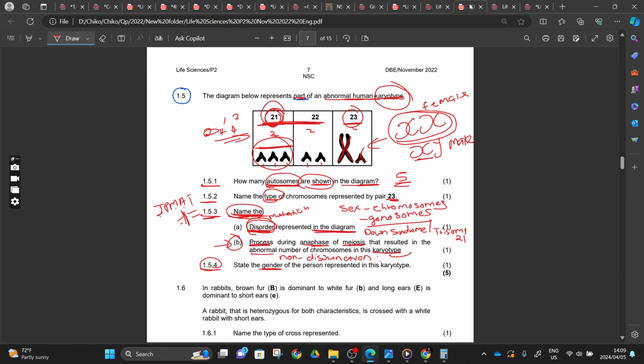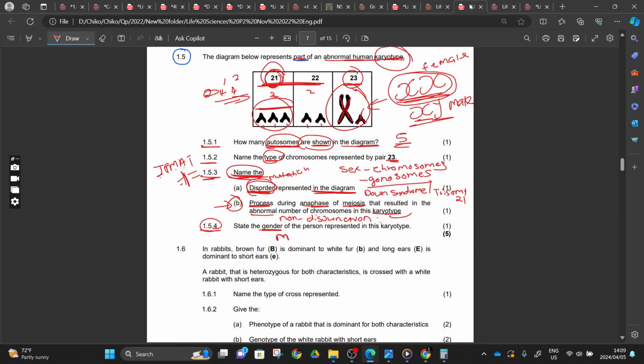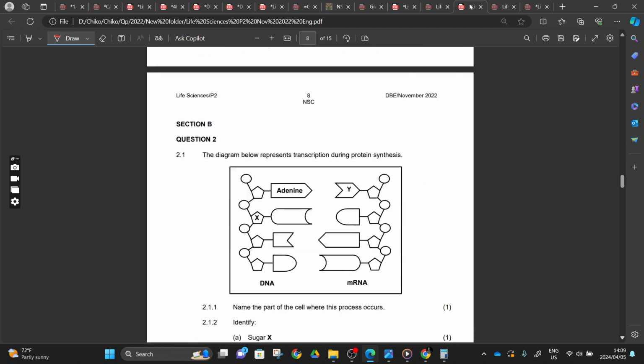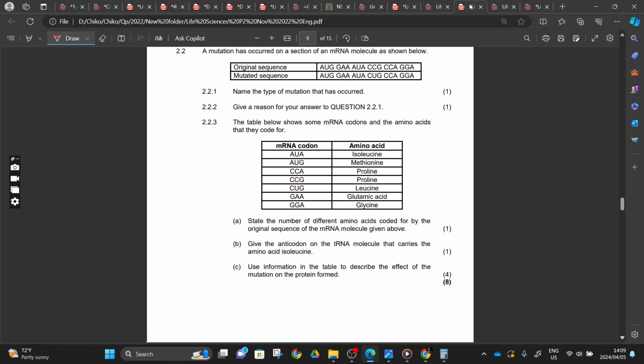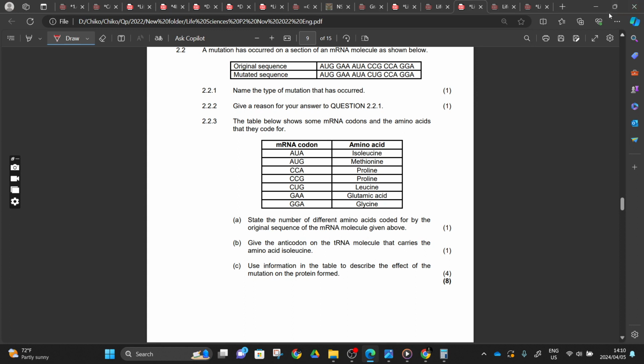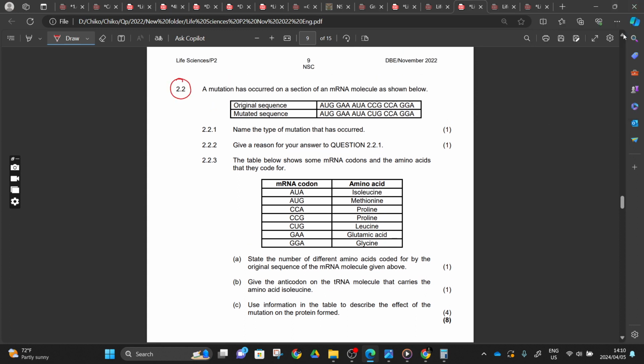Okay, so let's move on, guys. You know that this one is a female, this one is a male. When you come here and write the gender, you write male, and then you get these 5 marks, guys. It was only 5 marks: sex chromosome, Down syndrome, non-disjunction, and a male figure, right? I'm not sure if this was the question paper, yeah, this was the question paper where I also saw another question, 2.2, same question paper.